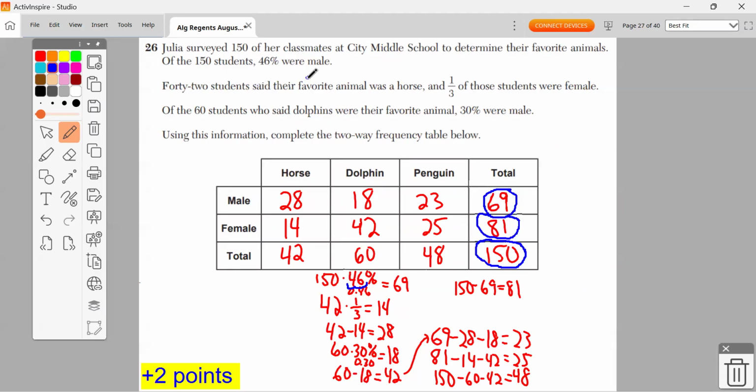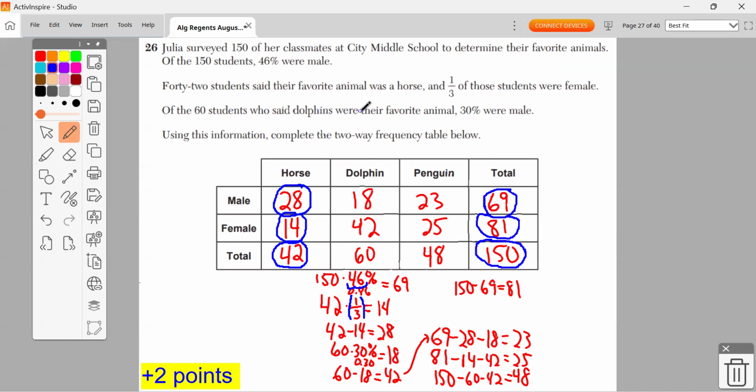42 students said that their favorite animal was a horse. So in the horse column, we have 42 as our total. 1/3 of those were female. So you can see my work down here, 42 times 1/3. Again, be careful when you put this inside the calculator. I would put it inside parentheses. 42 times 1/3 is 14. So that's where I'm getting this number from. 42 minus 14 gives me 28. That's where I'm getting this number from.